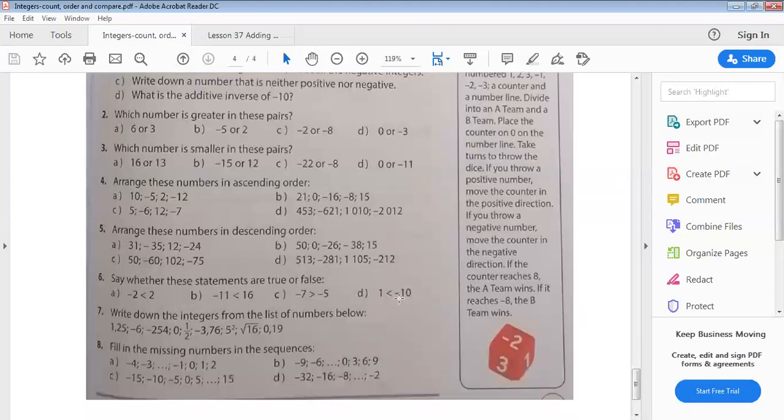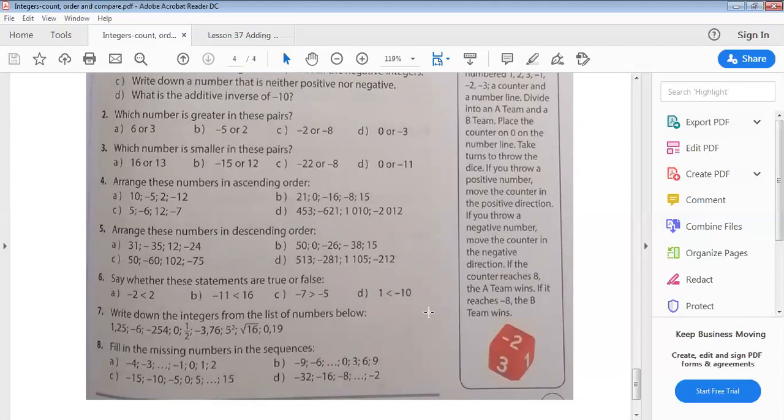Number 6, say whether the statements are true or false. So remember, you need to know what the sign in between them means. Is it greater than? Is it less than? And then you can always also draw a number line. Place the two numbers on the number line in the correct position, and then you can see which one is bigger and which one is smaller. Then look at the statement, then you can decide whether it is true or false.